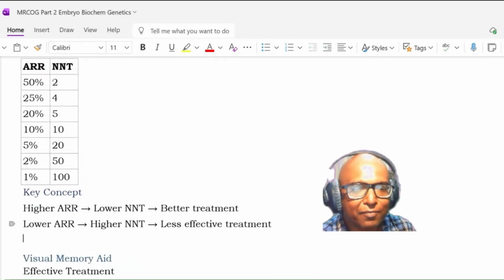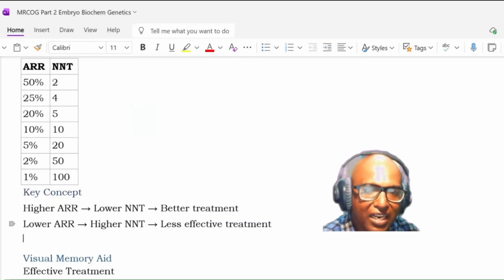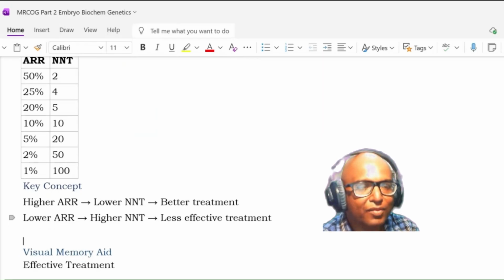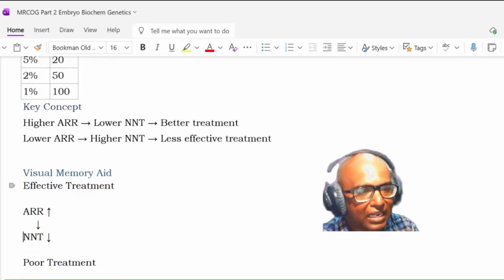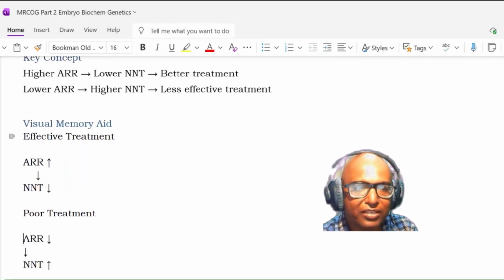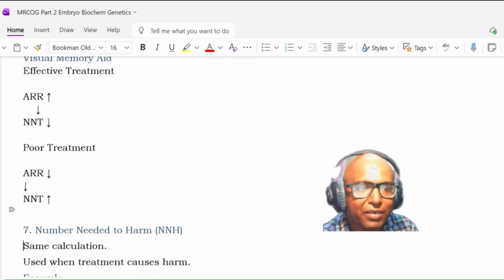So key concept is that higher the ARR, lower the NNT, better the treatment. Okay, lower the absolute risk reduction, higher is the NNT, less effective is the treatment. Okay, so if you have got a treatment which is effective, ARR will be more and NNT will be less. If your treatment is poor, then ARR will be less and NNT will be more.